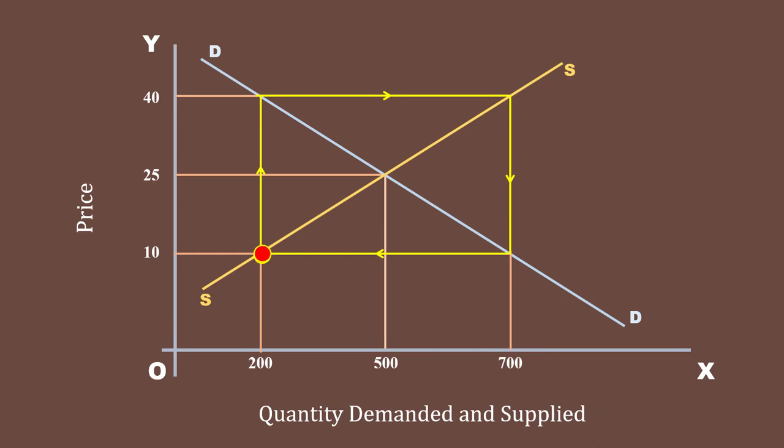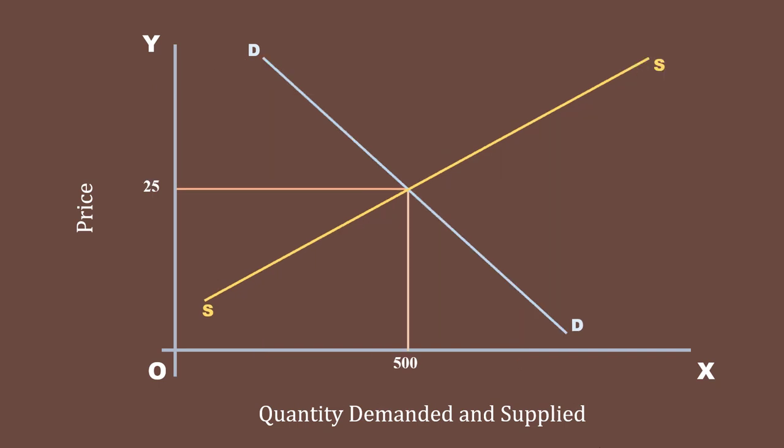Look at the oscillation. The price is oscillating between 40 rupees and 10 rupees. Quantity is oscillating between 200 units and 700 units. The oscillation is perpetual with no end. In this case, market stability is not at all possible.